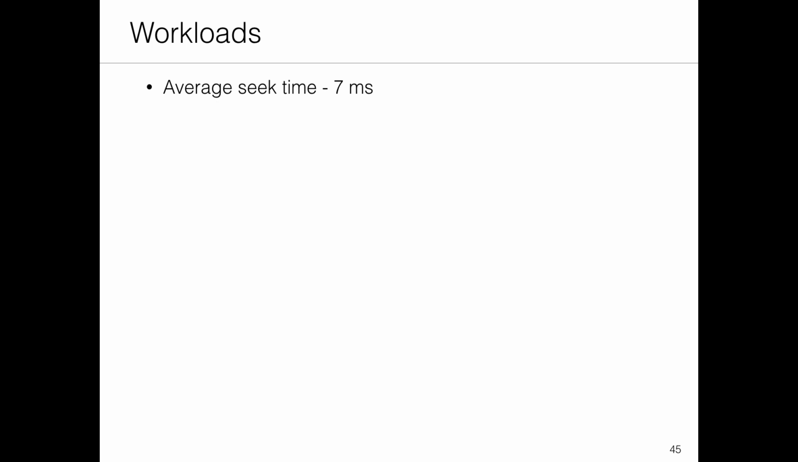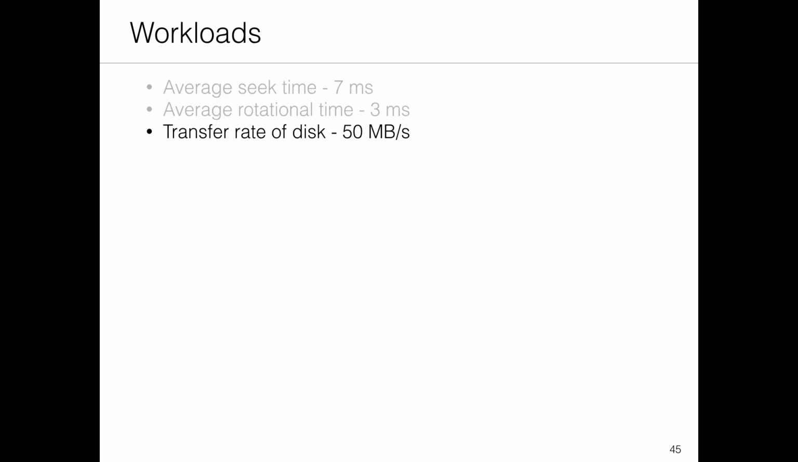Let's say that the average seek time is 7 milliseconds. Rotation is 3 milliseconds, and the transfer rate of the disk, this is the maximum transfer rate of the disk, is 50 Mbps. Can we calculate S and R for a transfer size of 10 megabytes? What is the value of S?